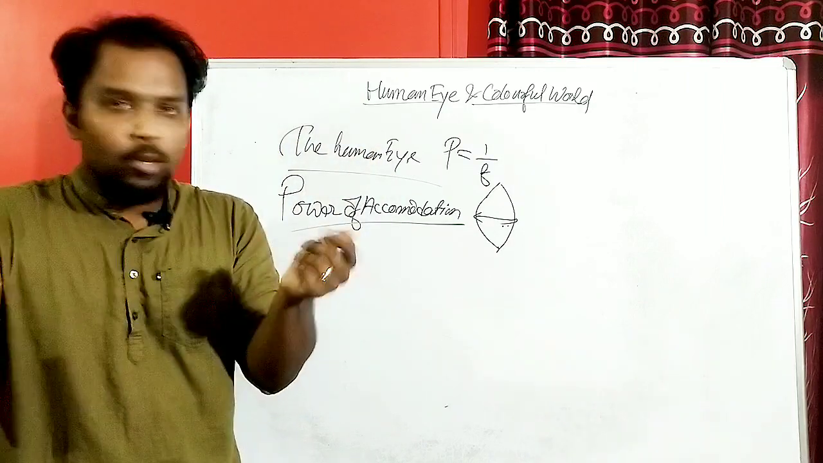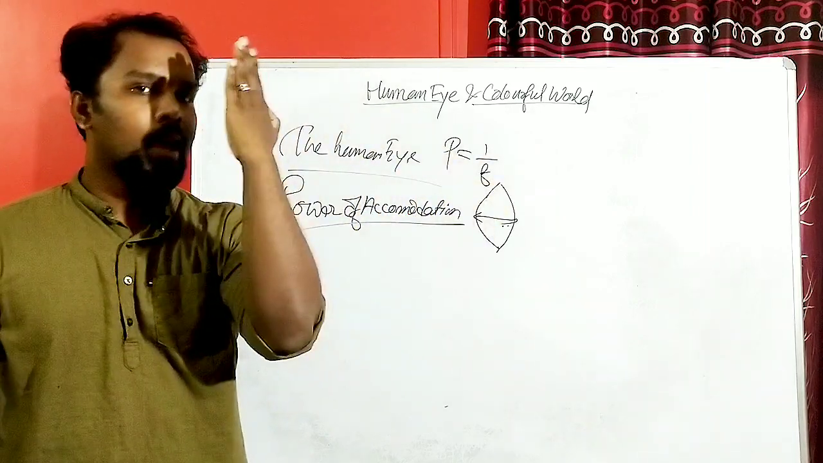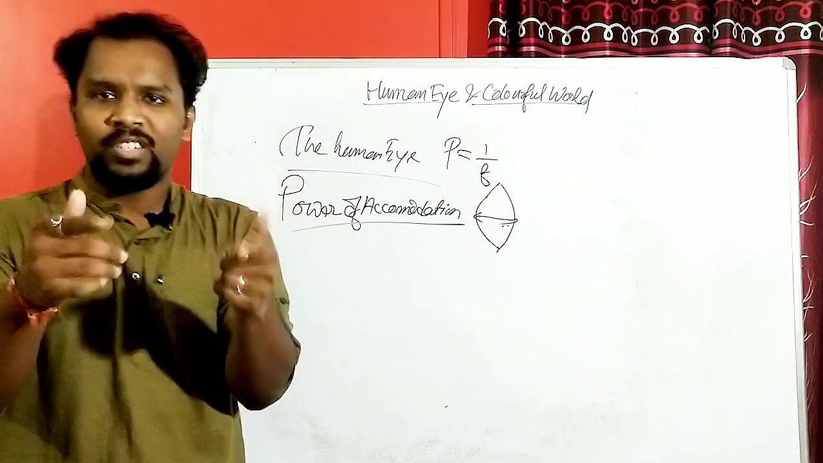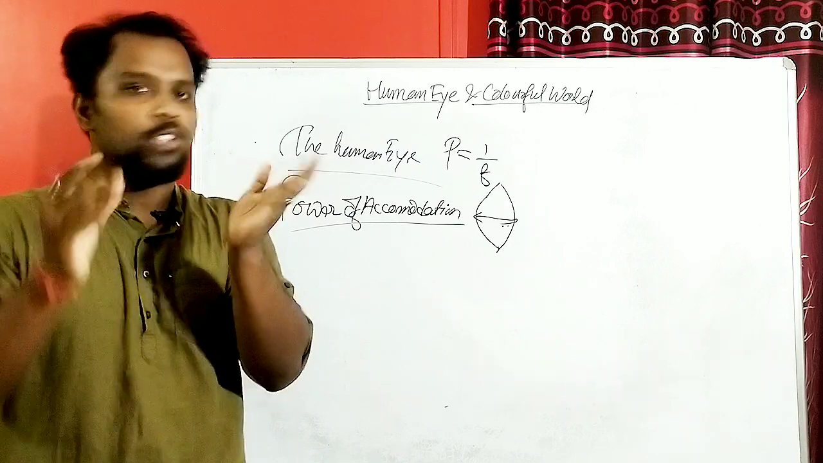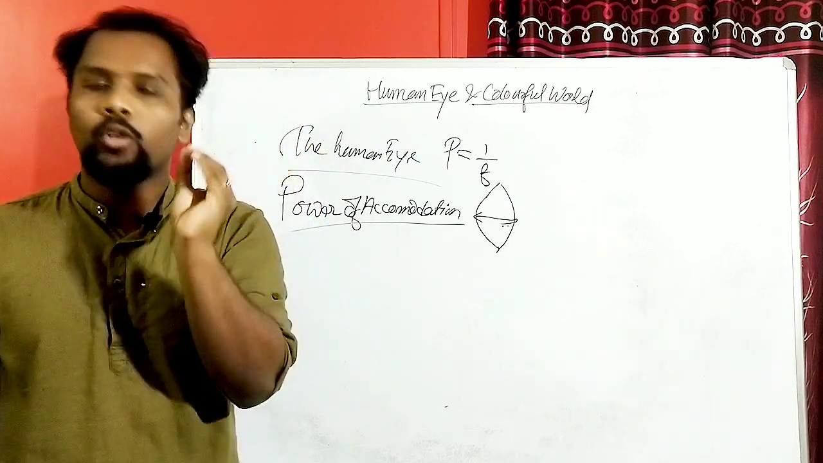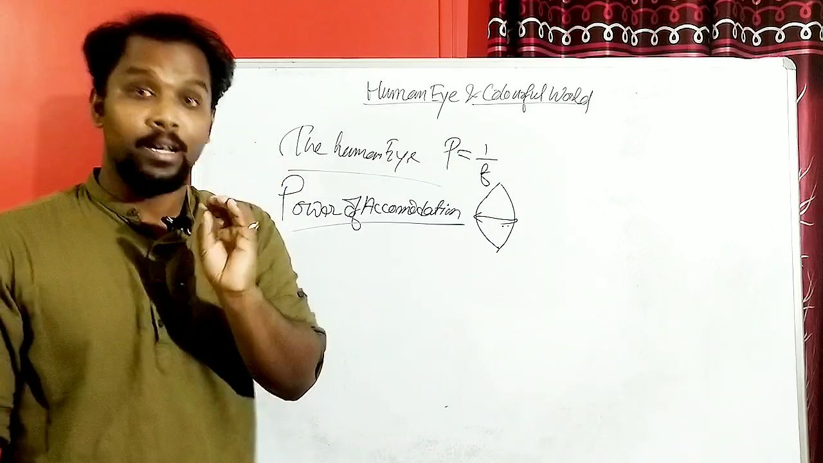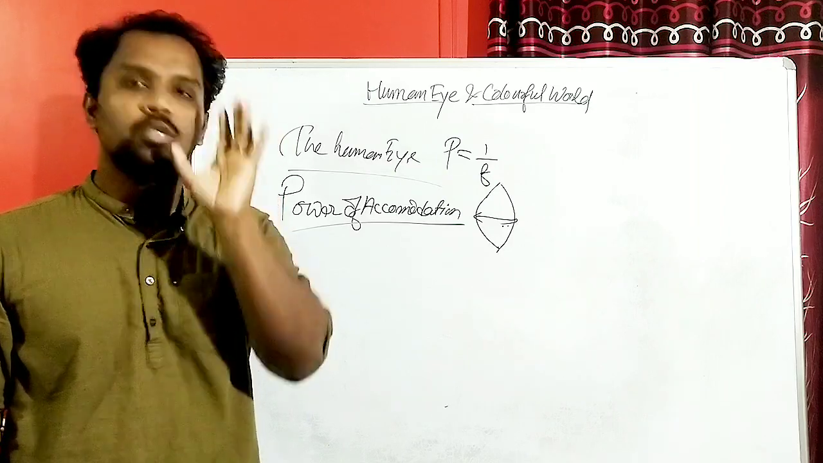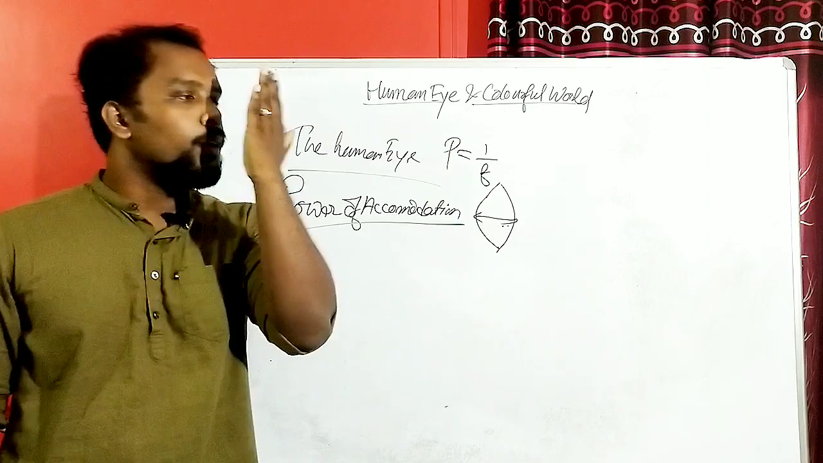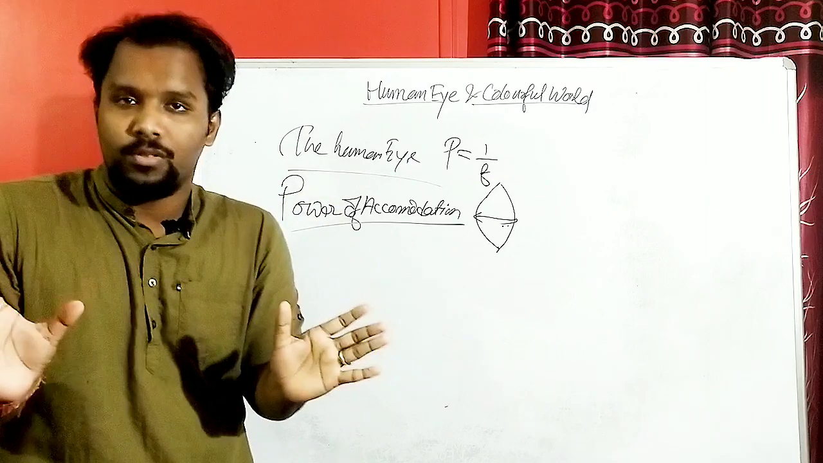Let me take one example. This is my hand, right? If I hold my hand here, what is going to happen? You are watching the video, so do the same thing along with me. Just hold your hand at this distance. You are able to see your hand, but the image of your hand in your eye is going to be blurry. That means this is not the proper distance at which you should keep your hand to get a distinct image.